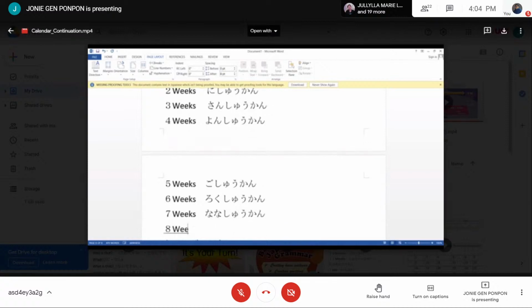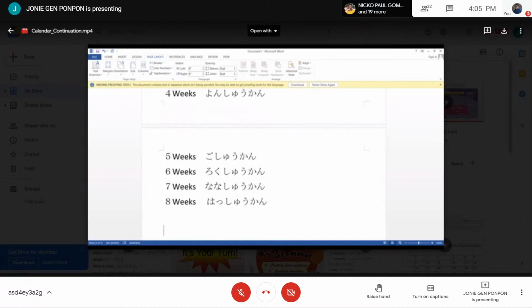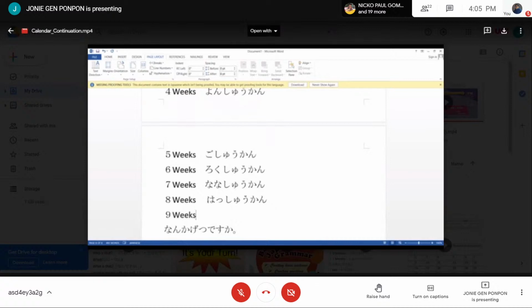8 weeks, Hasshukan. Okay, not Hachishukan, but Hasshukan, with a double S. 9 weeks, Kyushukan. And for 10 weeks, that is Jusshukan. Okay, not Jushukan, but Jusshukan.